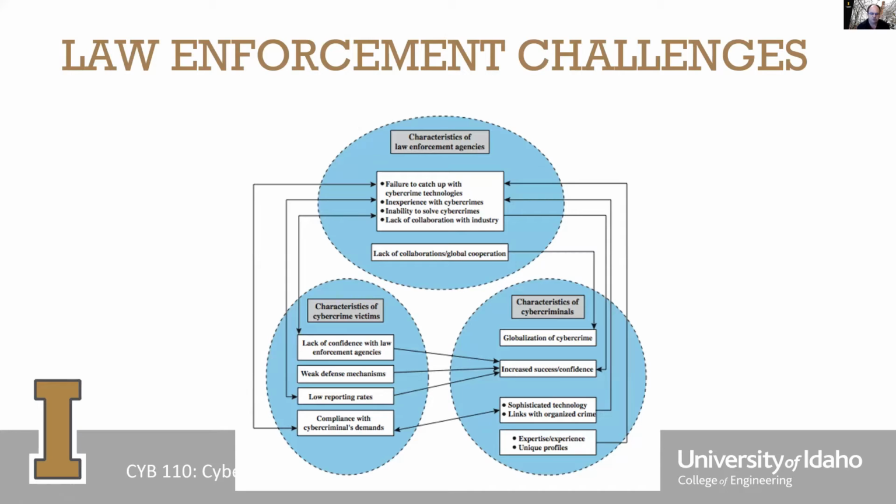There are some challenges faced by law enforcement and just organizations when it comes to cybercrime. I know you probably can't read all these, so I'll go into them. So this first circle is the characteristics of the law enforcement agency, and problems that law enforcement agencies face. There's a failure to catch up with cybercrime technologies. The law enforcement agencies are going to be behind what the criminals are doing. They may be inexperienced with cybercrime.